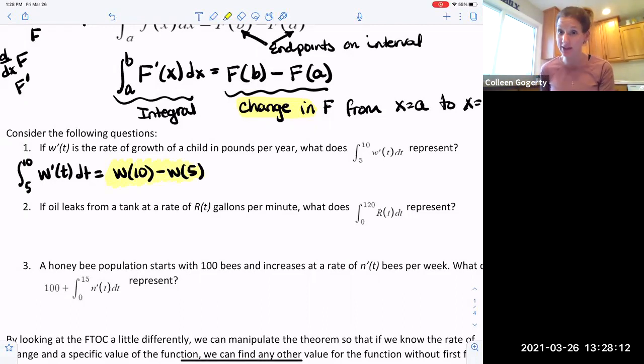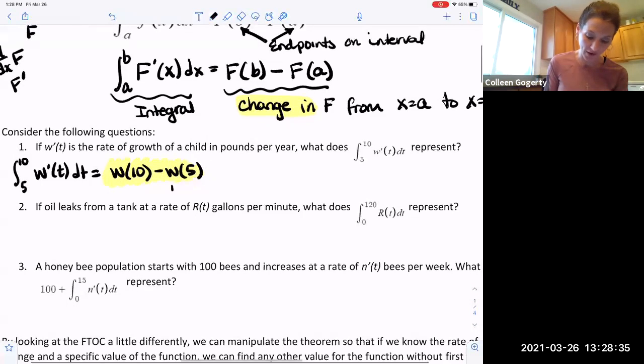And there's a specific reason I'm highlighting still in yellow, okay? So this first part, if we go back to the original function, would be the weight of the child at 10 years old. We are subtracting the weight of the child at 5 years old. So what have we found? If we have the weight of the child at 10 years minus the weight of the child at 5 years, we have now found the change in weight.